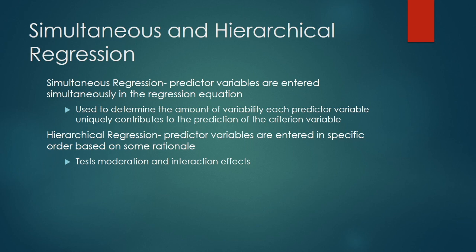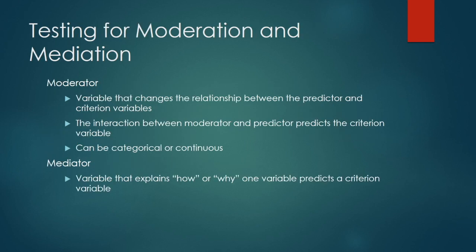Now, if we had some type of theory or some type of rationale as to why we thought one variable might have a different impact than others, then we would use a hierarchical regression where predictor variables would be entered in a specific order based on that theory or rationale. And when doing that, you would look at moderation and mediation. So moderators are variables that change the relationship between the predictor and criterion variables, whereas mediators are variables that explain how or why one variable predicts a criterion variable.